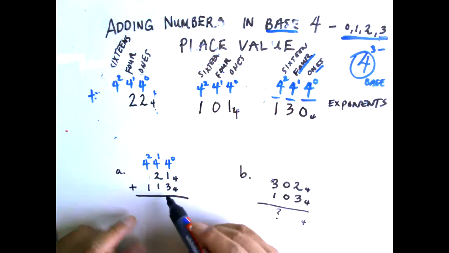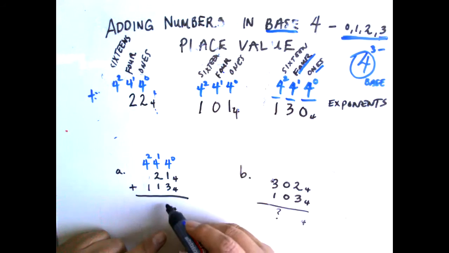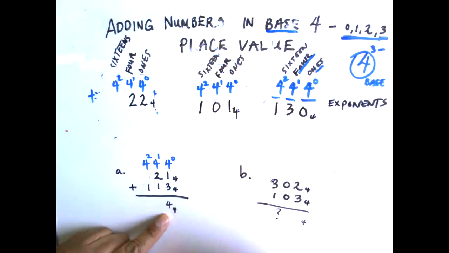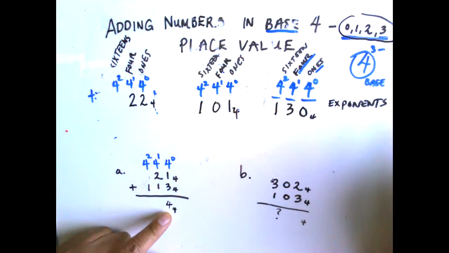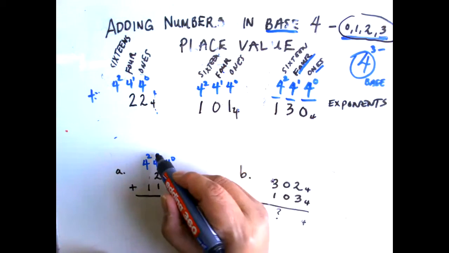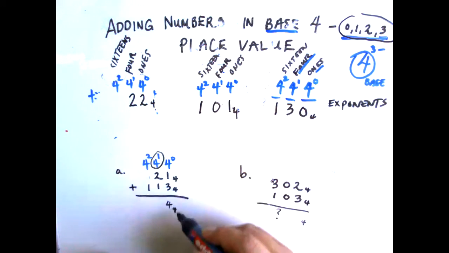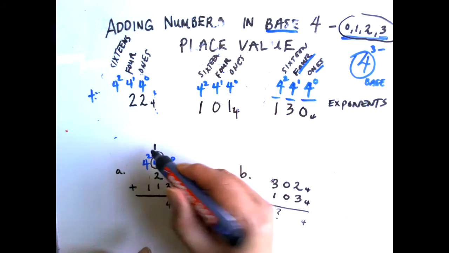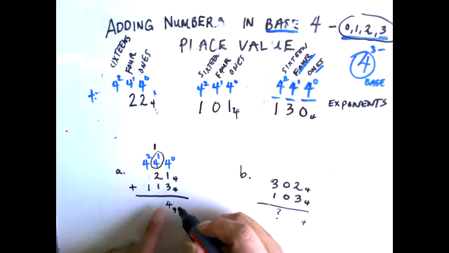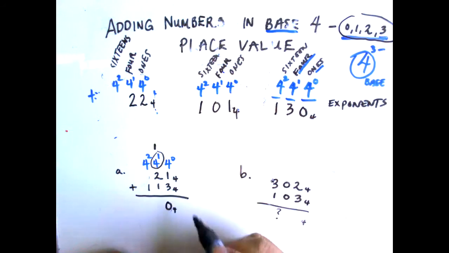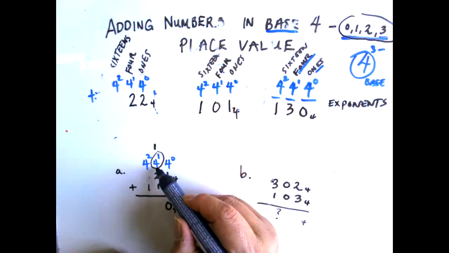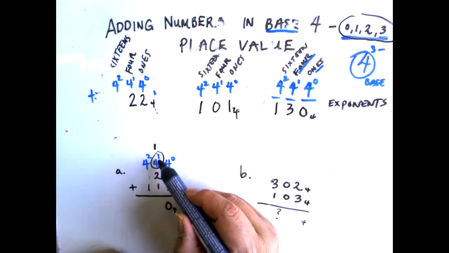1 plus 3. How many ones? 4, right? Can we write 4? No, we can't write 4. So we have to ask how many 4s are in here? Well, the answer would be 1, and the remainder would be 0. So your answer is 0, carrying 1. Now we have to ask how many 4 raised to the power of 1, or how many 4s are there?